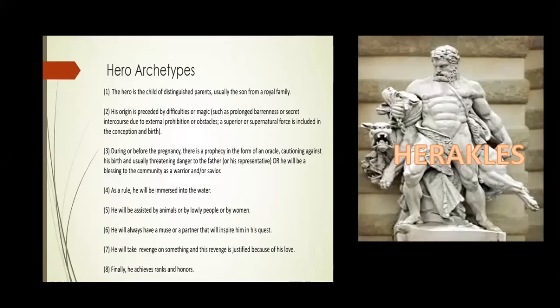Okay, and then, of course, he will have to take revenge on something, and this revenge is justified because of his love, since Hera gave him a mental disorder, a temporary insanity, which made him kill his love and his family. He had to seek revenge for that. And he justifies it because he was compelled to kill his loved ones.